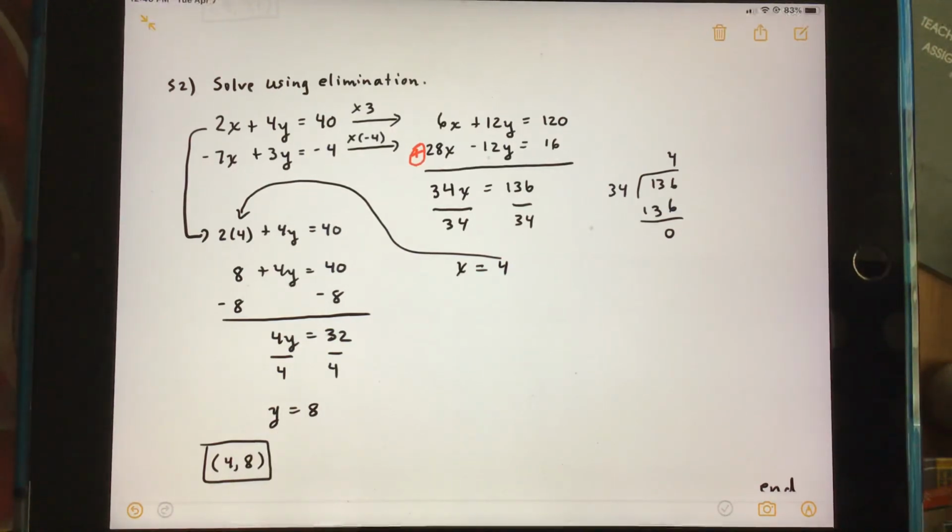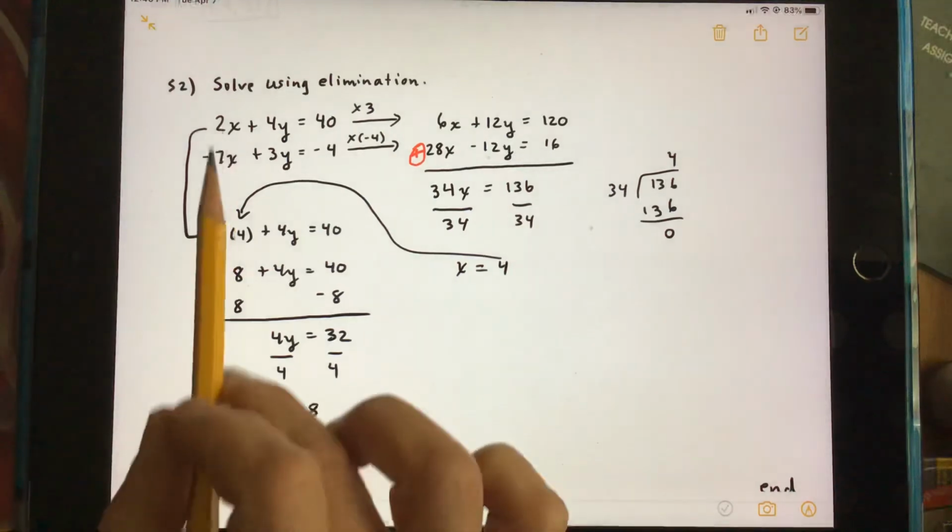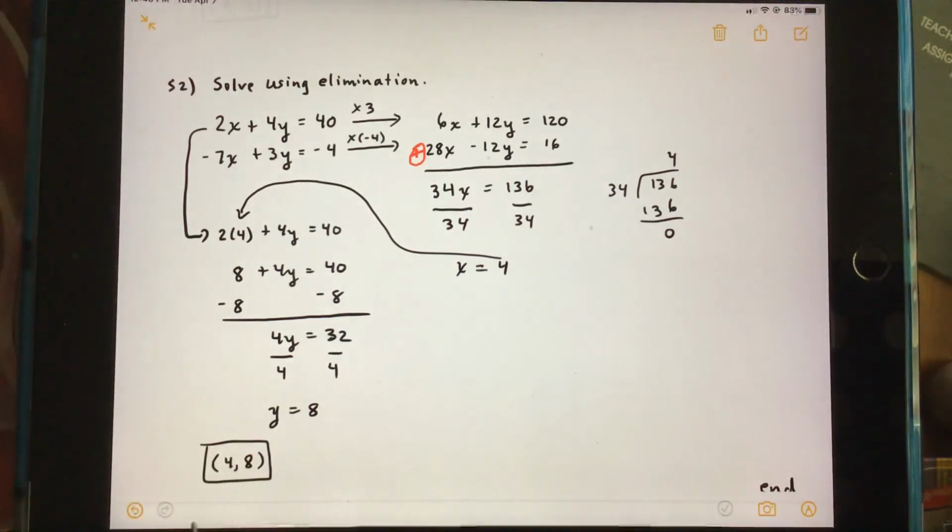And again, we're looking for the point of intersection. If we were to graph these two lines, that point of intersection would happen at 4, 8. X is 4, y is 8 is the one x and y value that both lines share. It's the one x and y value that will solve both of these equations.